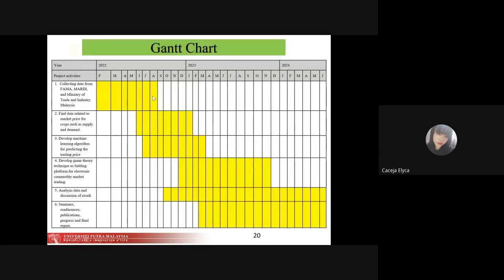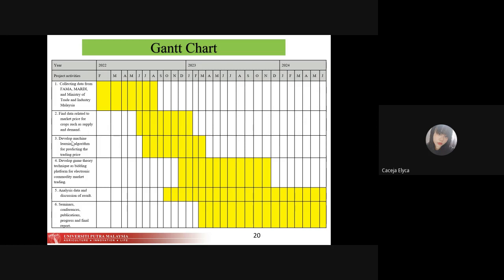So this is my Gantt chart. For now, I am still collecting data, and we want to get the data from the Ministry of Trade and Industry Malaysia. Hopefully by the end of this semester, I can get all the data. I also want to get other data related to the market price. I tried only one crop, which is latex. I want to try other kinds of crops, for example paddy and what else?